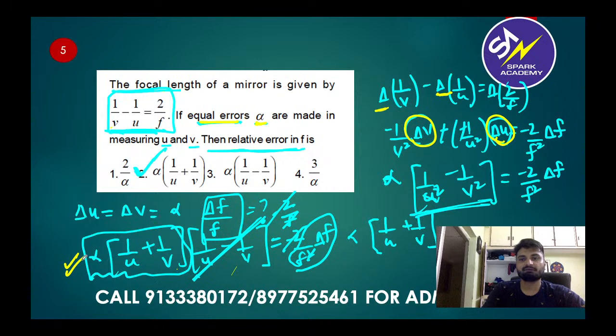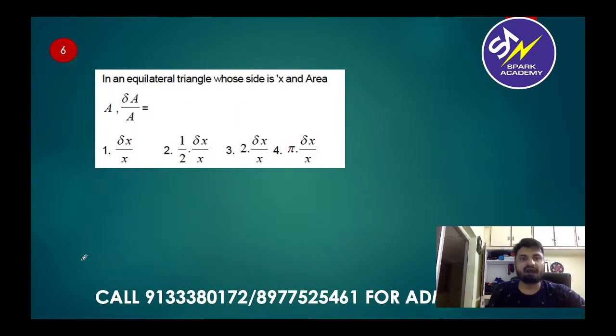All right, everyone. So moving on, great. I can see that many of you are giving answers. Great, good job. The last question of the day: an equilateral triangle whose side is x and area is A. Then they're asking what is delta A by A. So can you guys tell me what is the area of an equilateral triangle? I'm waiting for some answers.